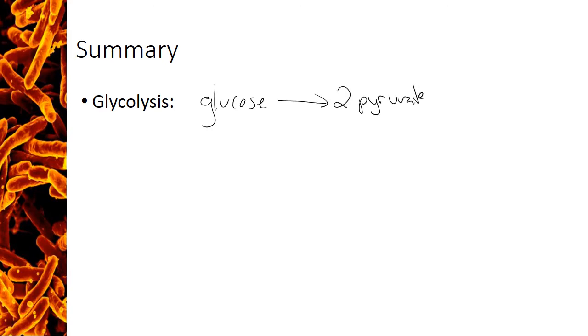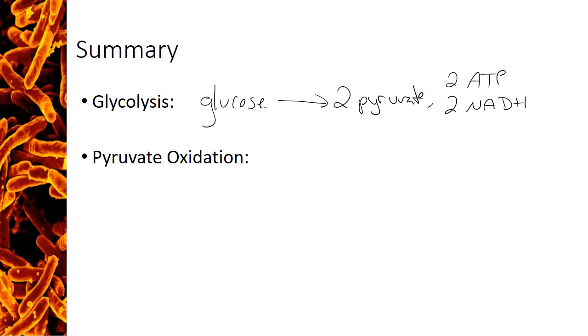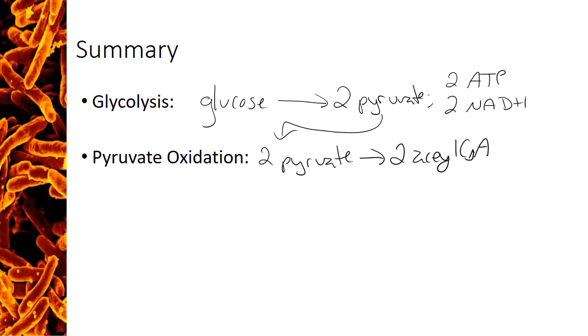At this point, glucose started in glycolysis, was converted to 2 molecules of pyruvate, which led to a net yield of 2 ATP and also produced 2 molecules of NADH. The pyruvate then continued on into pyruvate oxidation, where they were converted to 2 molecules of acetyl-CoA, and in that process we made another 2 molecules of NADH.